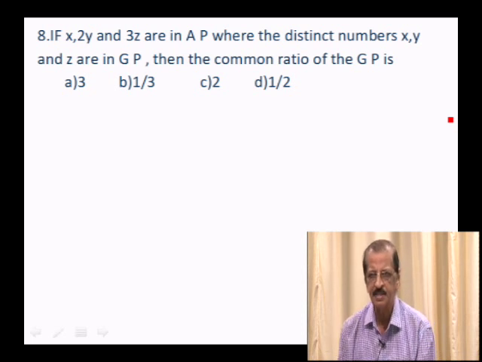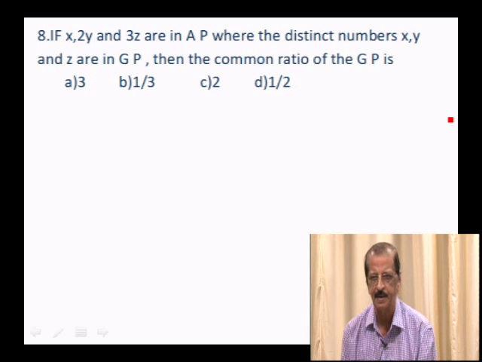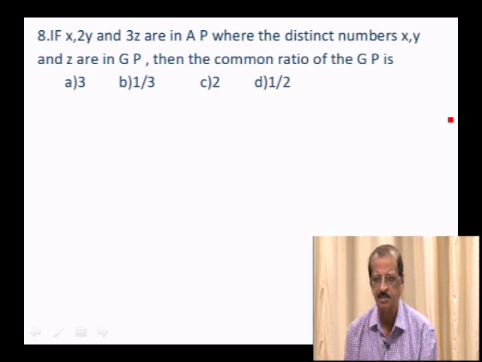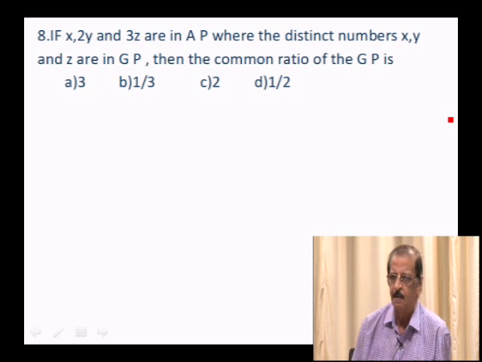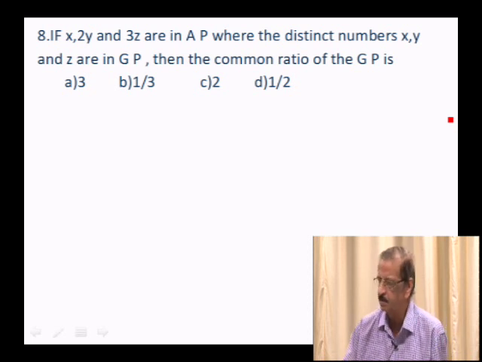If x, 2y and 3z are in AP, where the distinct numbers x, y, z are in GP, then the common ratio of the GP is: A, 3; B, 1 by 3; C, 2; D, half. Of course, here you have to use both the AP and GP concept.